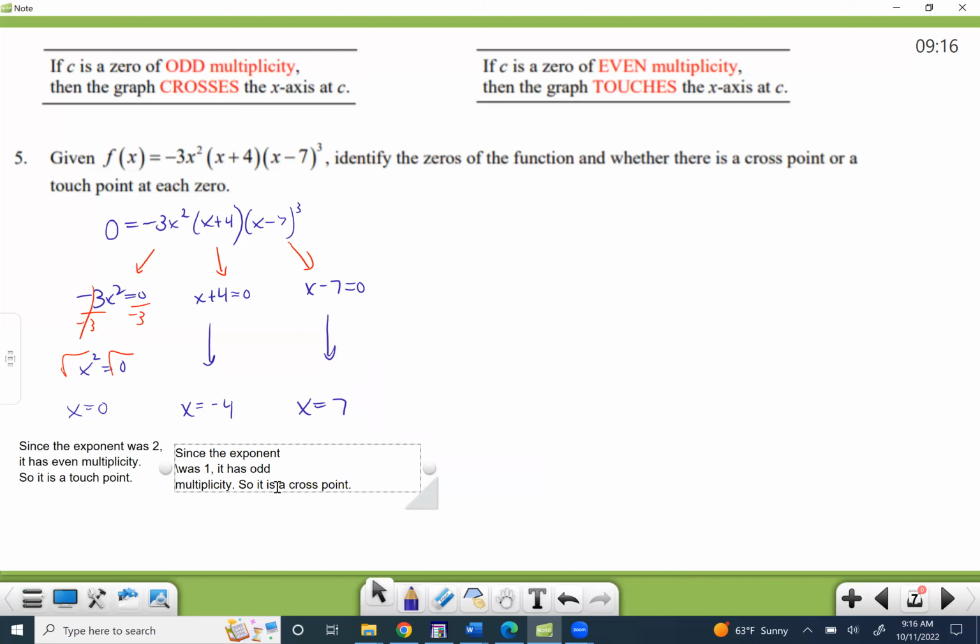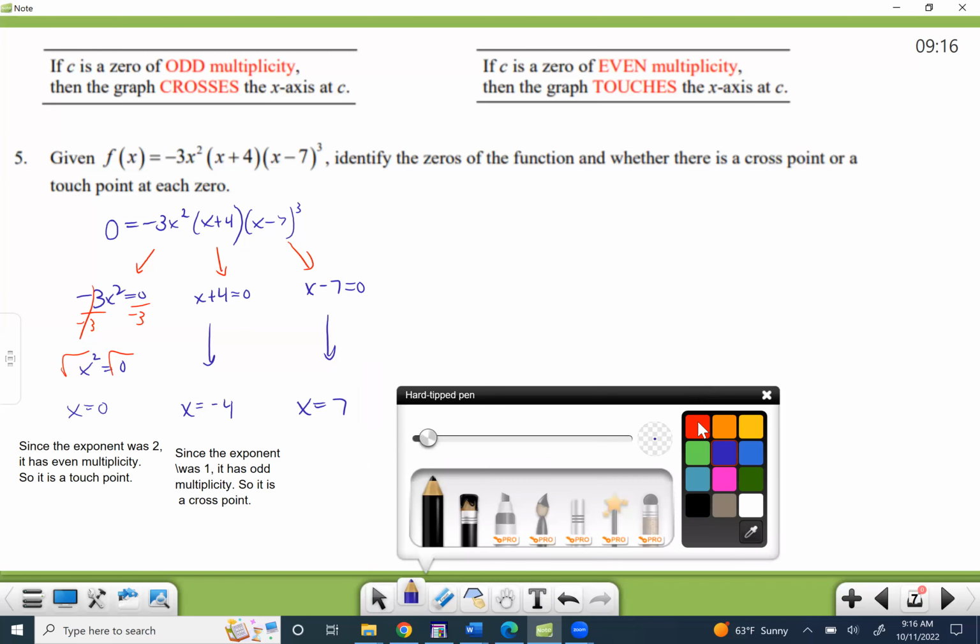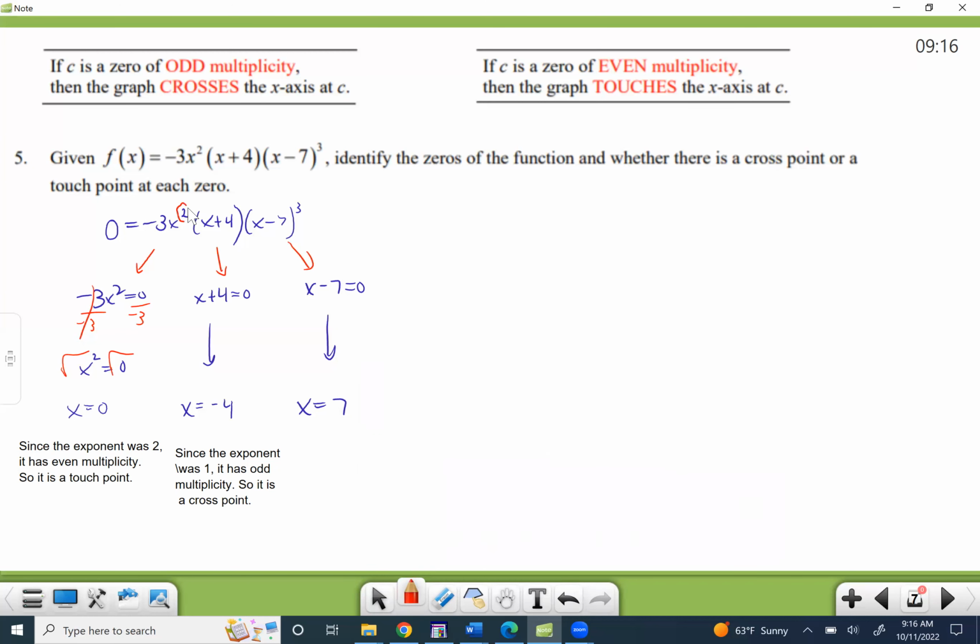Okay. And then finally, this last one. And by the way, I want to make sure everybody sees what I'm talking about when I say these exponents, right? The exponent was 2 for the first one. It was 1 for the second one. And now it's 3 for this one, right? To the third power. So since the exponent was 3, which is odd, right?